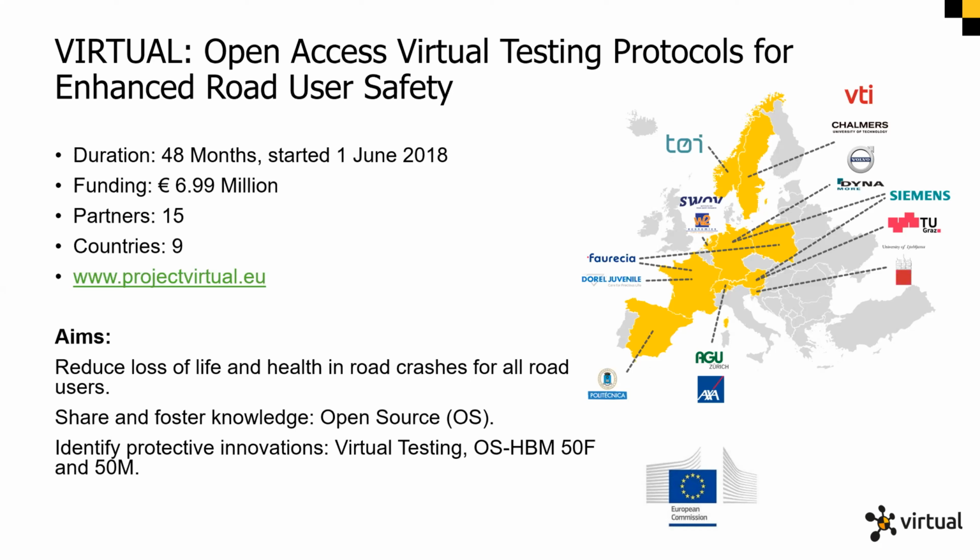We have formulated our main efforts into three aims, and that is to reduce loss of life and health in road crashes for all road users, share and foster knowledge, and doing that by developing everything that we do in open source, and identify the best protective innovations by adding virtual testing to the physical testing that we are doing, using open source human body models, representing both the female part of the population and the male part of the population.